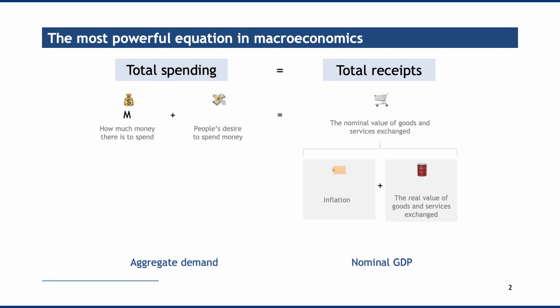Now, conventionally, the equation of exchange is represented algebraically with letters rather than emojis. So just so that we understand what those are, the amount of money available to spend, that's typically referred to as M, that's our money supply. V is velocity, that's this circulation of existing money units, that's people's desire to spend money. Inflation is commonly referred to as P, and the real value of goods and services exchanged, or income, is Y.